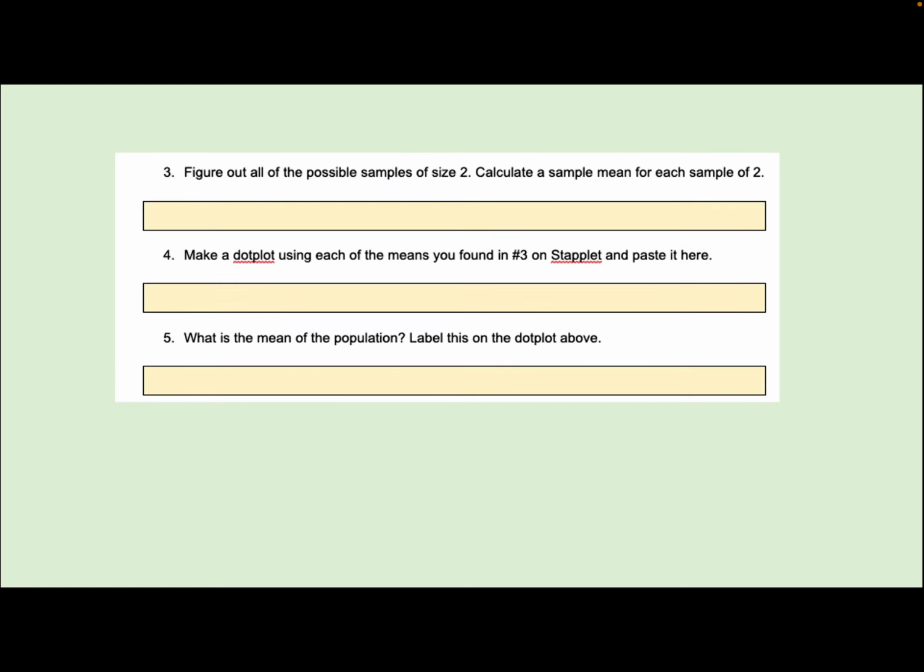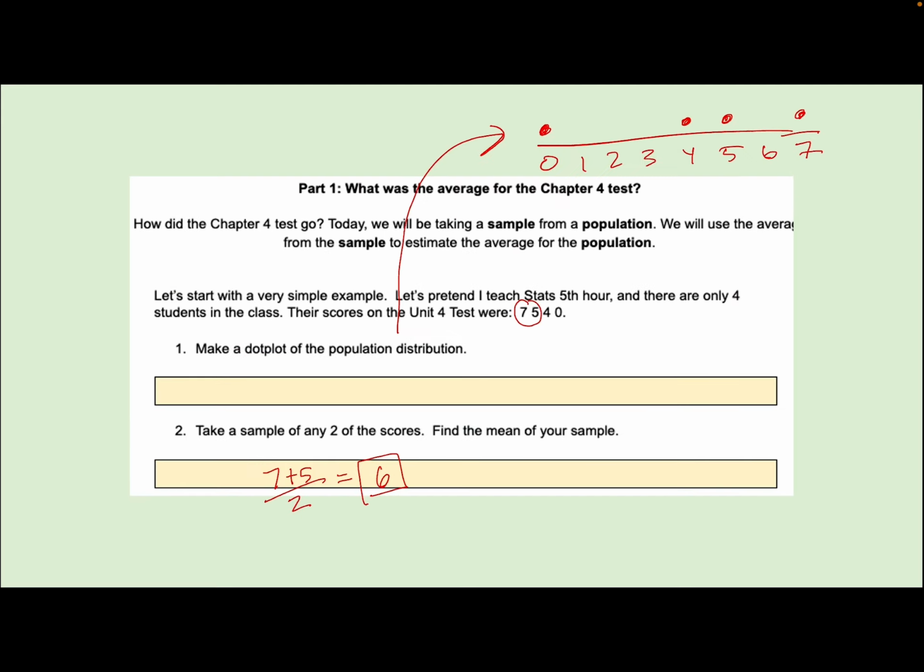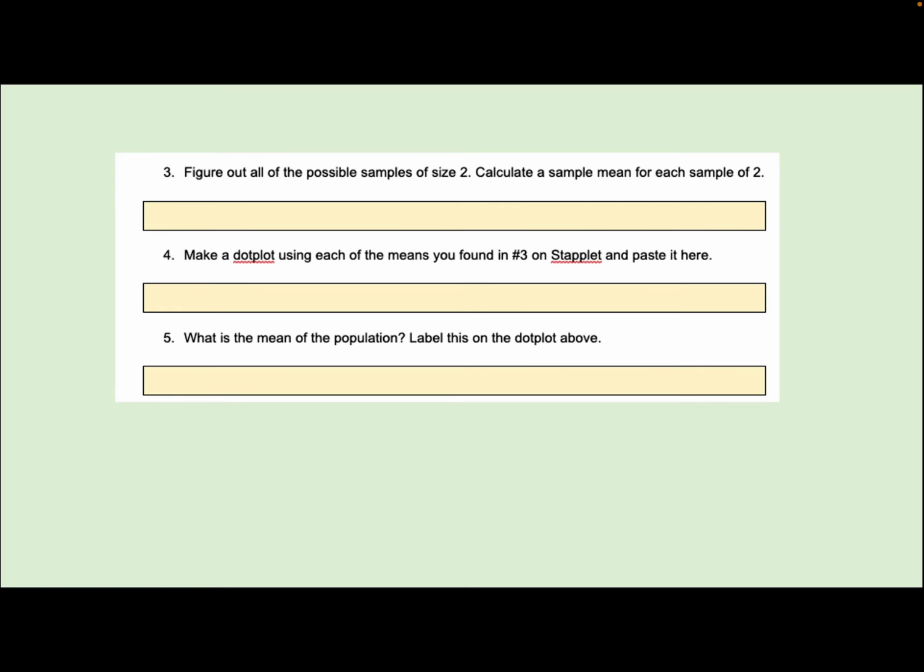All right, so here I want you to try to work through 3, 4, and 5, and we'll go over those when you're ready. So go ahead and pause, and then when you're ready, hit play, and I'll walk you through the answers here. All right, so question 3 is asking you to find all of the possible samples of size 2 and calculate the mean for each. I sort of wish I had the scores on this. So 7, 5, 4, 0. Okay.